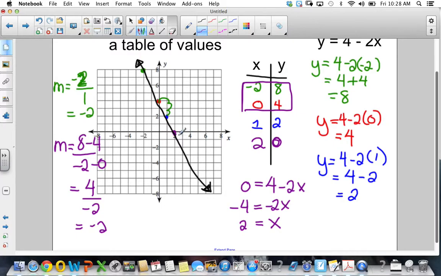Okay, hope that helps. You guys need to make sure you can plot points, you can draw lines, and you can create a table of values given a linear equation.